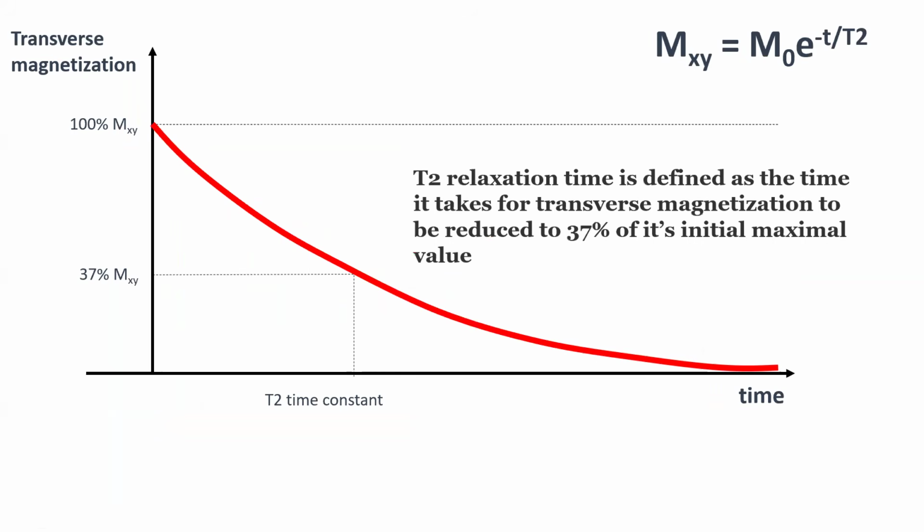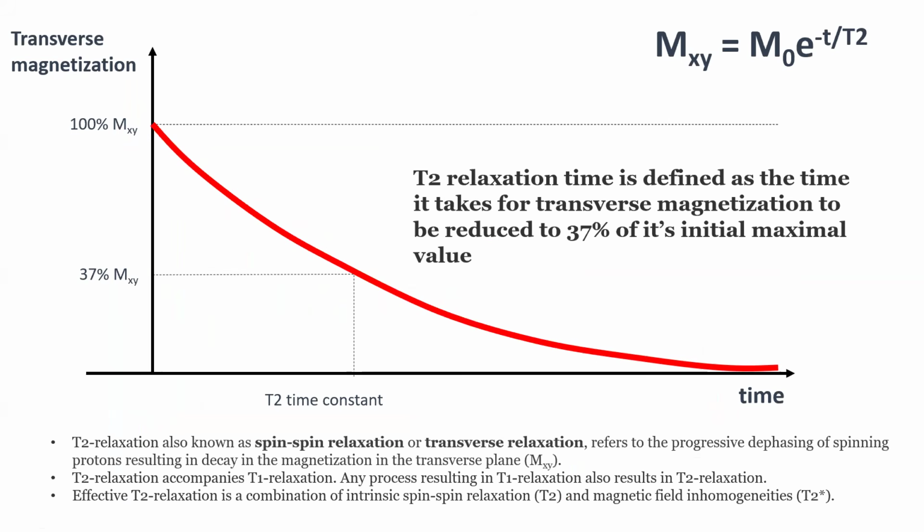So let's look at this curve over here. How do we define T2 relaxation? It is the time it takes for transverse magnetization to be reduced to 37% of its initial maximal value. So it's a decreasing exponential curve. T2 relaxation is also known as spin-spin relaxation or transverse relaxation. Transverse relaxation because it is relaxation happening in the transverse plane. Spin refers to one of the possible mechanisms responsible for this decrease in transverse magnetization.